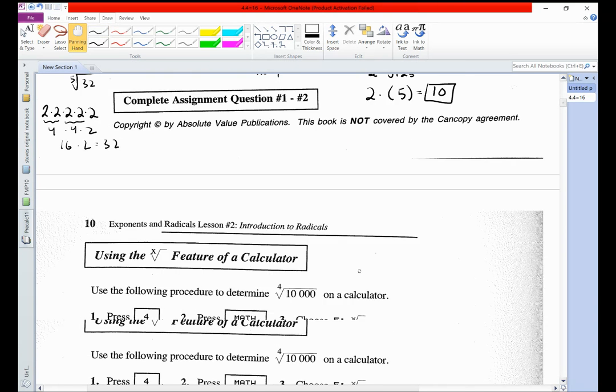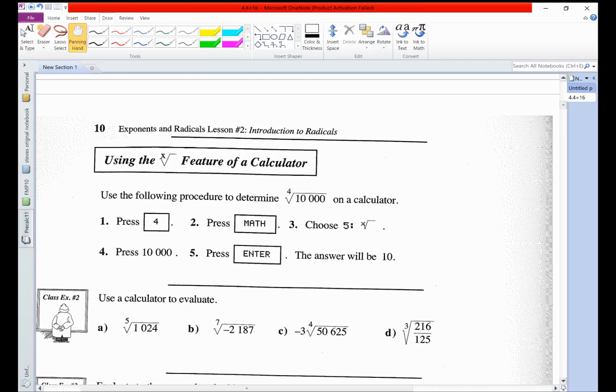Let's go to the next page. So this just talks about how to punch this into your calculator. There's this button right here. Most calculators have it. It looks like a square root, but it's got a little x there. So if you were to type this equation into your calculator, you would hit 4, then find that x square root sign. It usually is pretty short. And then you could type 10,000 and hit equals, and that'll give you your answer.